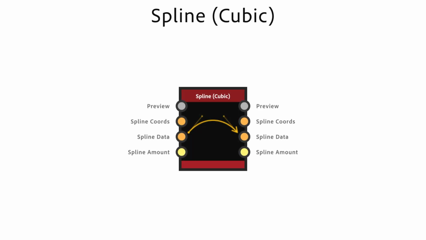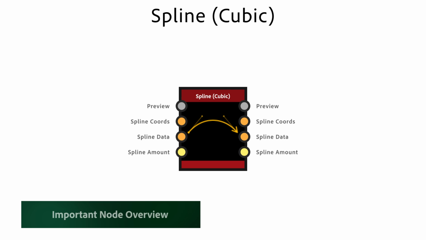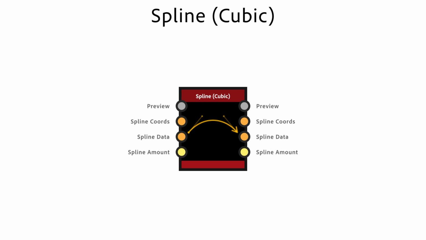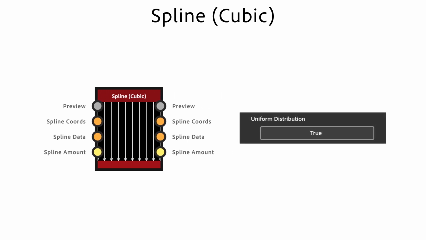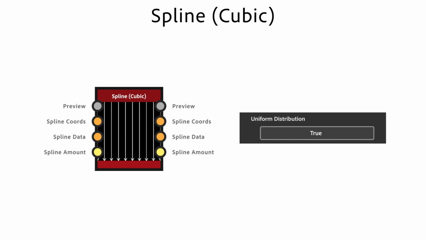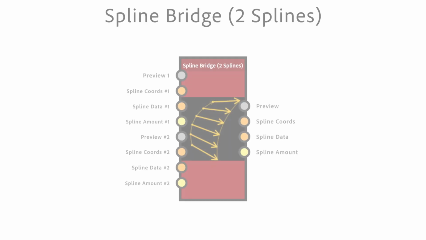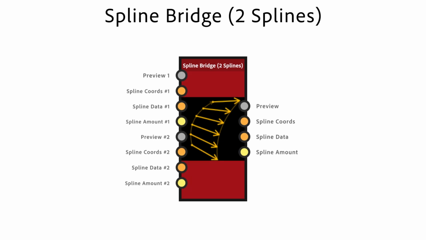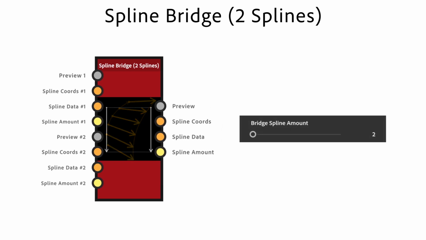The spline cubic node generates a single spline between 2 points at arbitrary locations with tangents to control the trajectory. Activating uniform distribution results in spline segments with the same distance between each other. The spline bridge to splines node generates straight or curved splines from input spline 1 to spline 2 along these splines. Bridge spline amount defines the number of generated splines.